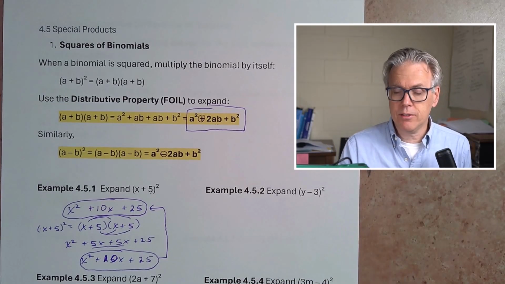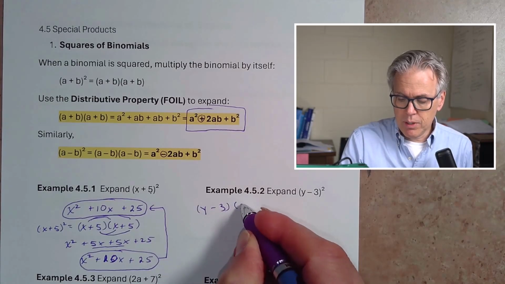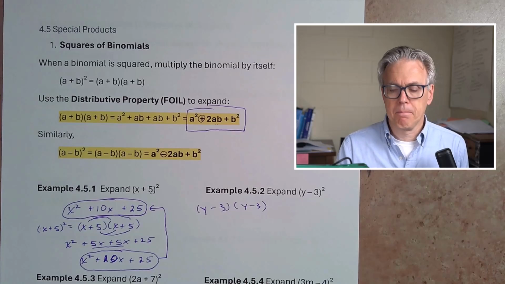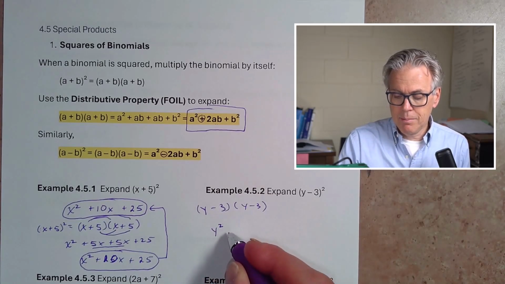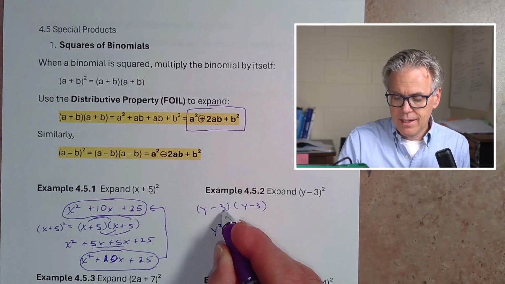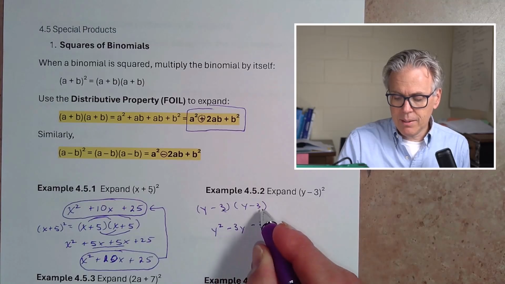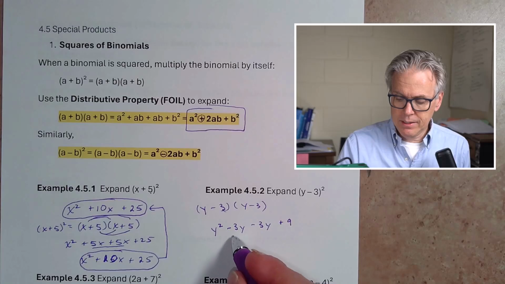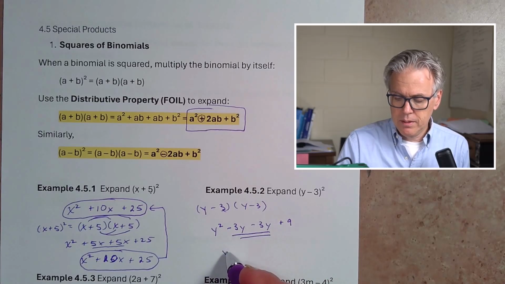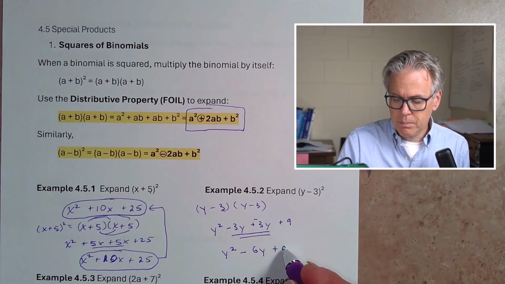So let's expand this one. Y minus 3 quantity squared. Now, I'm going to recommend that we just go ahead and do y minus 3 times y minus 3. And then FOIL it out. Y times y is y squared. Y times minus 3 is a minus 3y. And then negative 3 times y is another negative 3y. Negative 3 times negative 3 is a positive 9. Now I can combine these two middle terms. So y squared minus 3 plus 3, again, plus a negative, is a minus 6y plus 9.